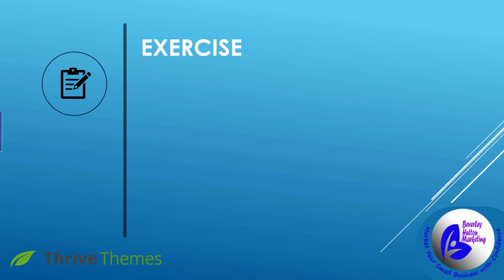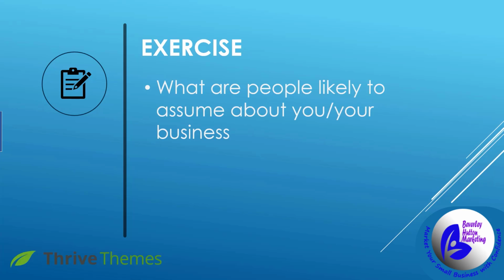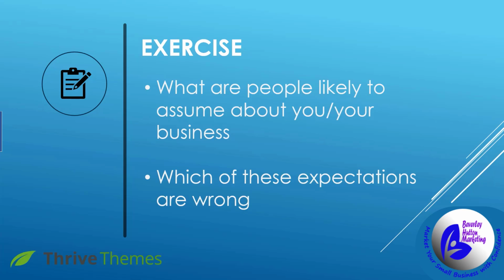So with that, let's look at an exercise you can do to establish this differentiating factor. An interesting exercise is to ask yourself, what are people likely to assume about you if they just know what you do and maybe see a picture of you? What are they going to assume, and which of these expectations are wrong? The ones that are wrong, especially the ones that are very wrong, should be addressed because they're potential points of differentiation.